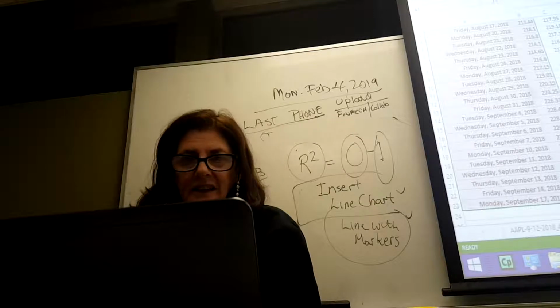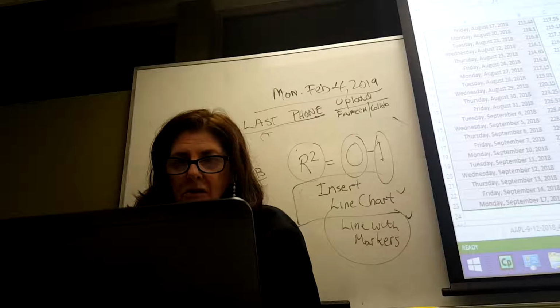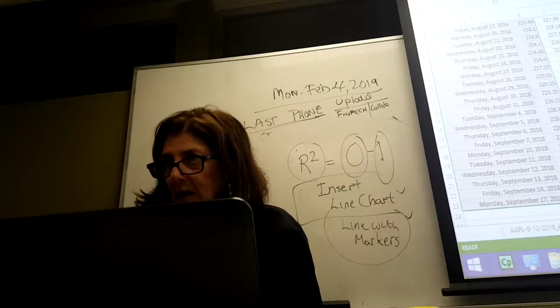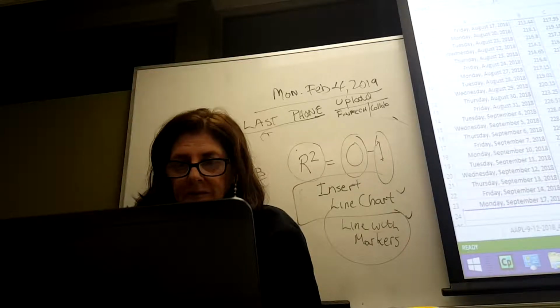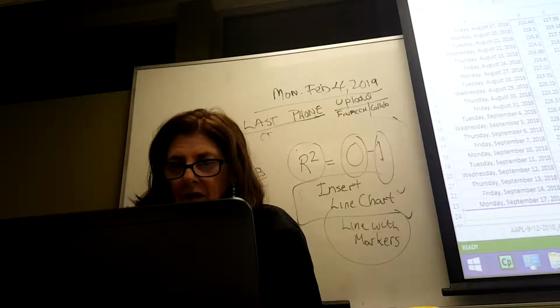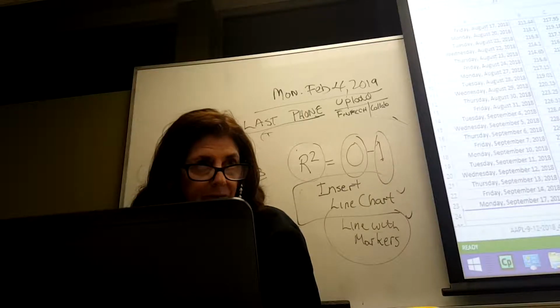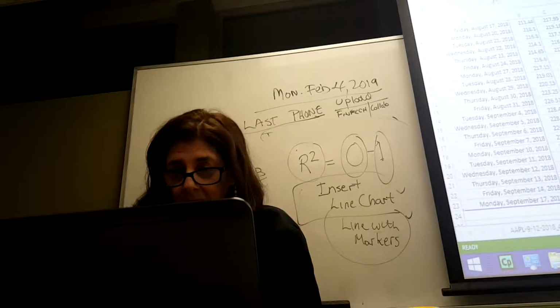So let's start again. What do I do? I do Insert. Where do I go? Line chart. And which line? Line with markers. Very good. Now where do I go? I highlight one of these markers, and what should I do? Where should I go now? Add trend line.